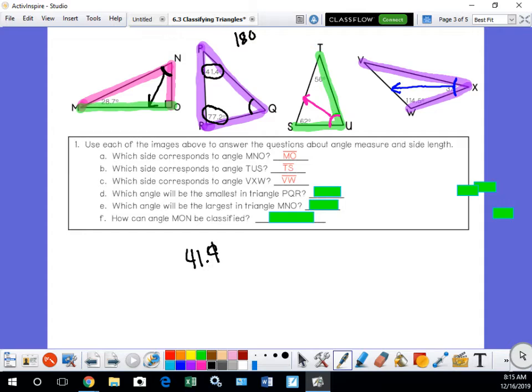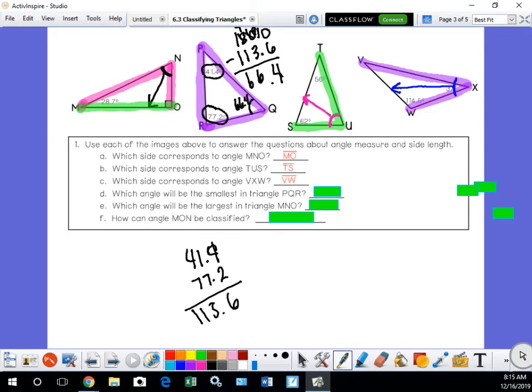Oops, 41.4 and 77.2, and we would get 128.6. I added that wrong. Sorry. That should be 11, not 12. So 113.6. So if we subtract that from the 180, let's see what we're going to get here. We've got 0.4, and then 9 subtract 3 is 6, and then 6. So this angle here is 66.4.